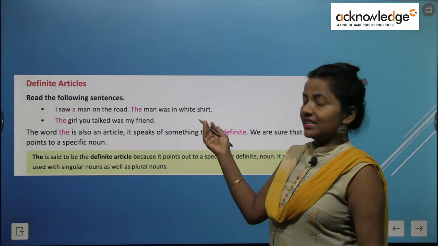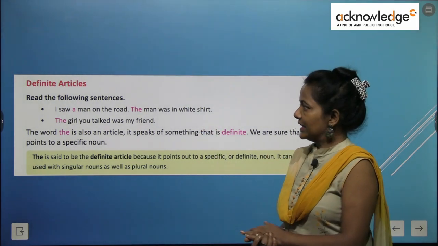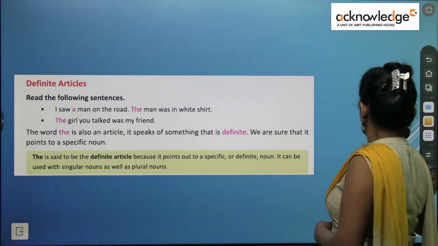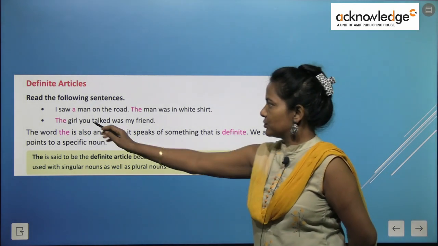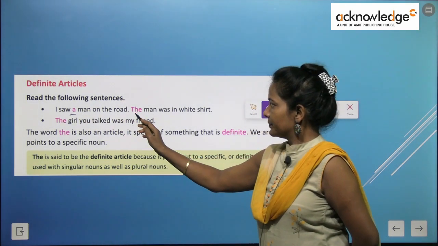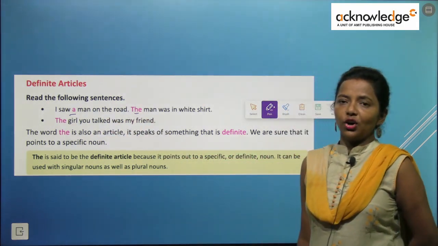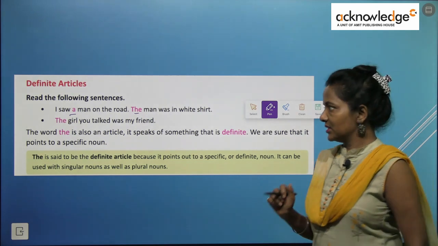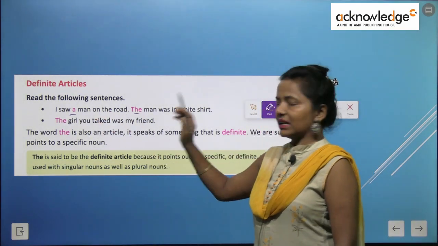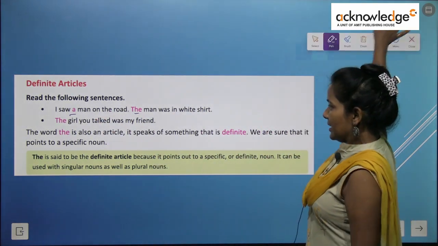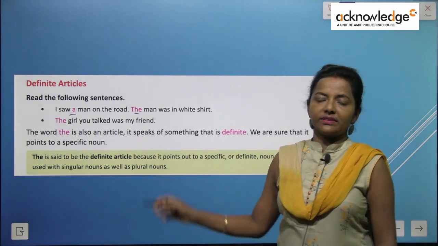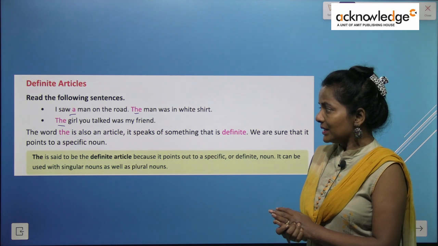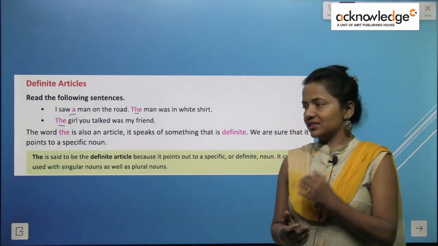So, now we will see the definite articles. Let us read these sentences, keeping in mind these highlighted words too. I saw a man on the road. The man was in a white shirt. So, a is highlighted and the is highlighted. The girl you talked to was my friend. The girl, the. The word the is also an article.